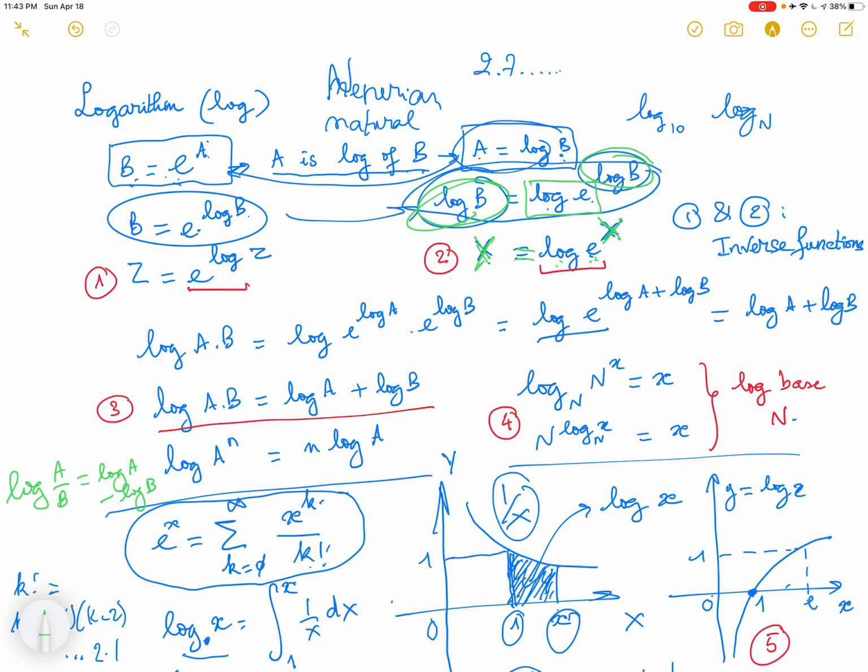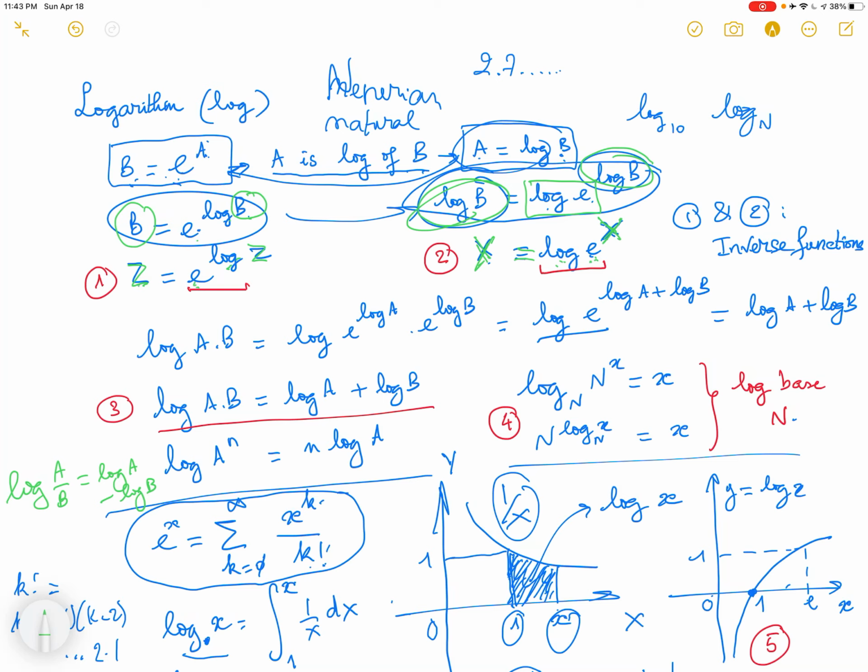The log and e are two functions that we call inverse functions of each other. Likewise, you noted that b is equal to e raised to the log of b. We already explained why, so b is equal to b here. That means you can write any arbitrary number z here and z here, as long as you have e and log in between. Again, e and log are two inverse functions.